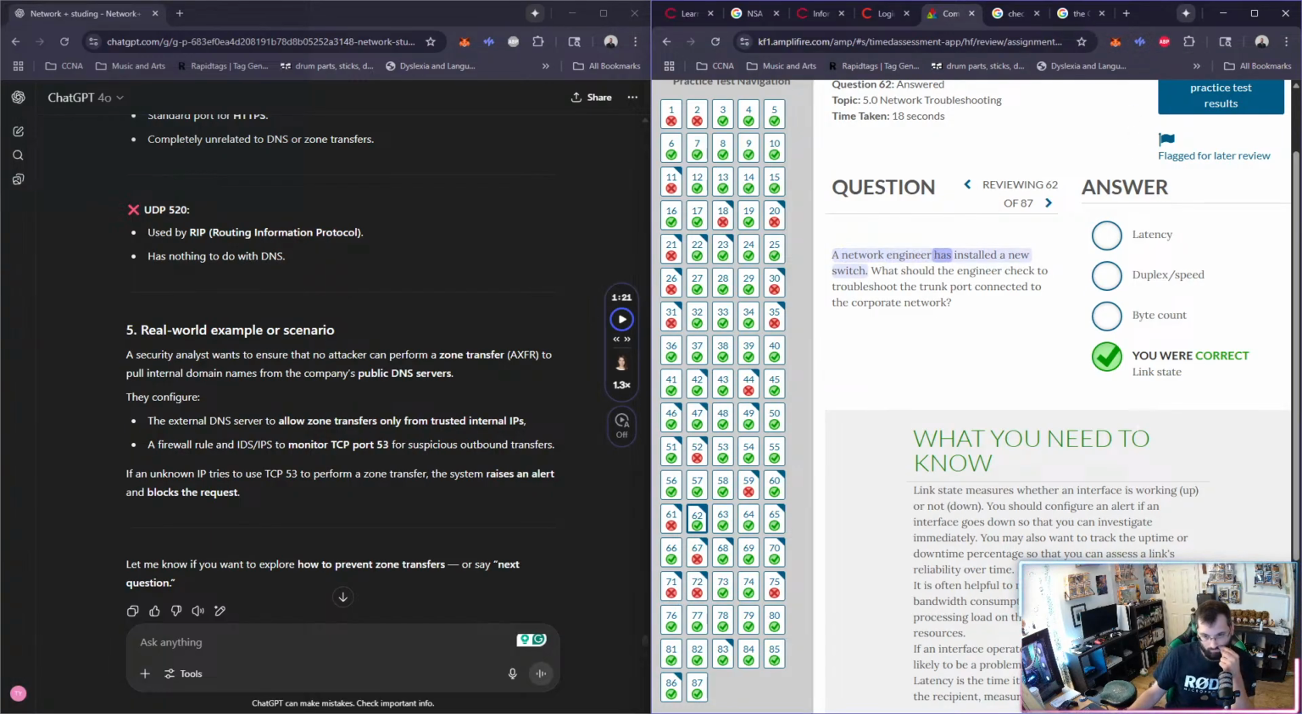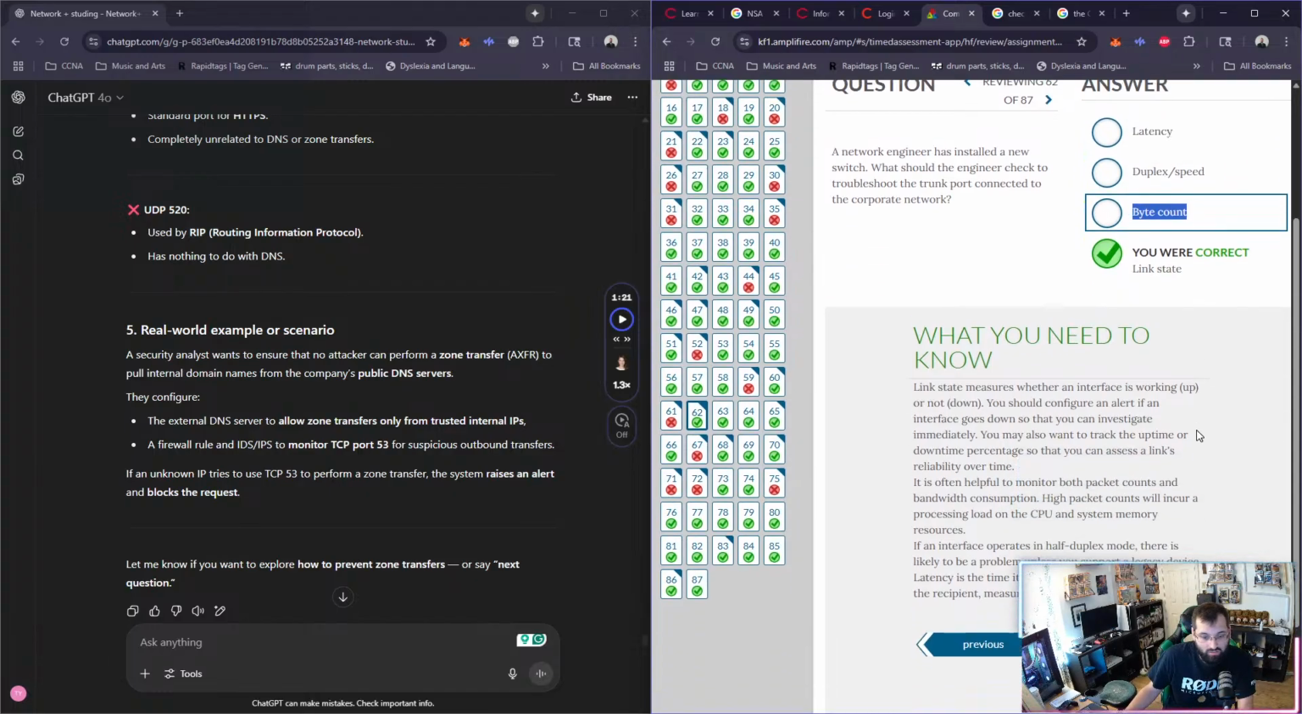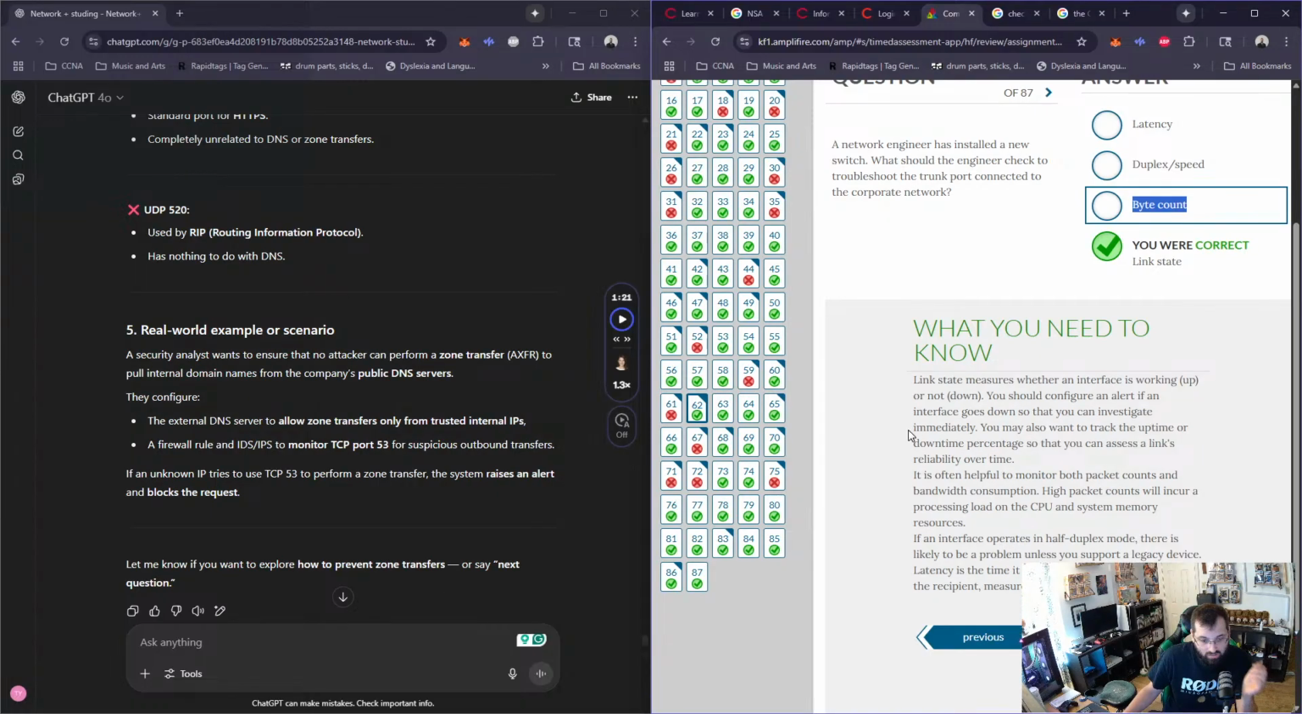A network engineer has installed a new switch. What should the engineer check to troubleshoot the trunk port connected to the corporate network? The link state. That's very simple. Maybe it wasn't simple for me then, but after doing all the labs that I did last night and tonight, the link state is just obvious to me. There's no way it's going to be latency, duplex, or speed, byte count. No, none of these.